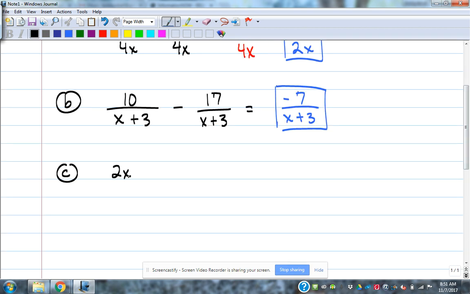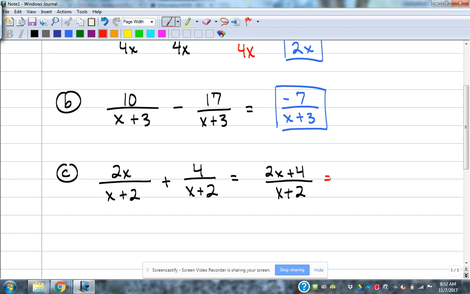Do another one with a common denominator. 2x over x plus 2 plus 4 over x plus 2. That will be 2x plus 4 over x plus 2. So they weren't like terms, so I couldn't combine them to make 6x because one's an x and one is not. Then we want to look at that and say, okay, can I reduce that fraction?